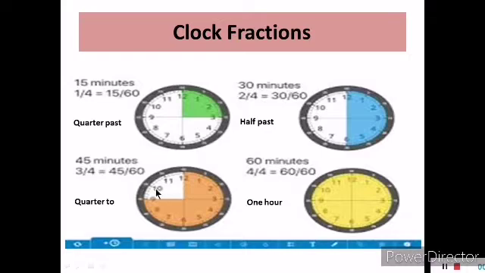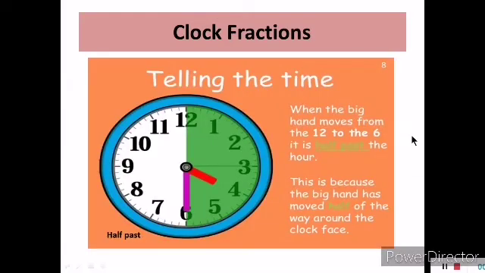When the minute hand has crossed 45 minutes, then 3 parts are colored and only one part is not colored. That is 1 quarter. So we will say there is still quarter time for the next hour. So this is how you tell quarter past, half past, quarter to and full. See, you will understand better.